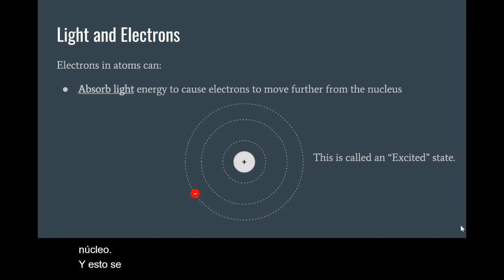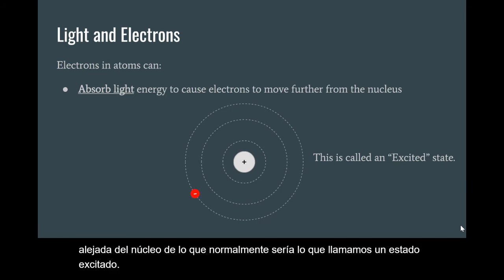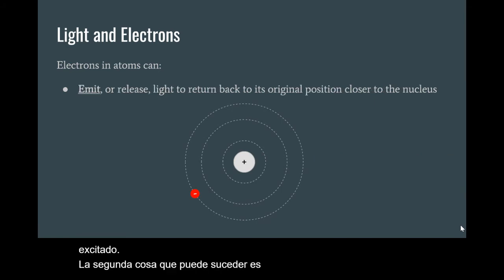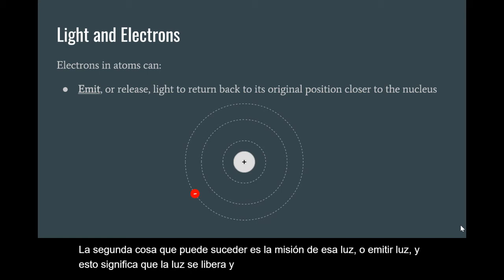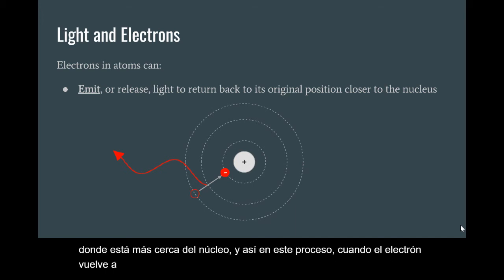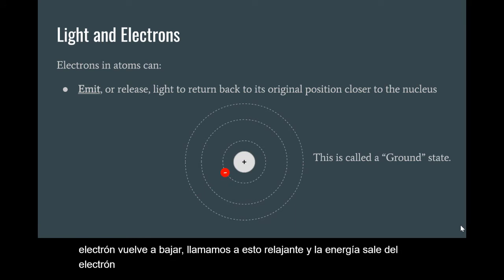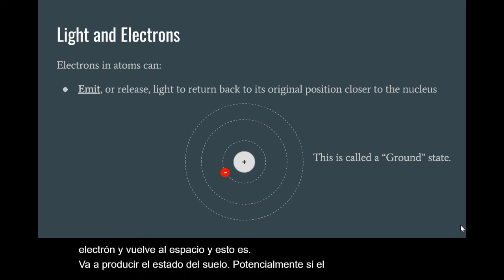And when the electron is at a position further away from the nucleus than it normally would be, we call this an excited state. The second thing that can happen is the emission of that light, or to emit light. And this means that the light is released and the electron returns back to its original position where it's closer to the nucleus. And so, in this process, when the electron goes back down, we call this relaxing, and the energy leaves the electron and goes back out into space. And this is going to produce the ground state potentially if the electron returns back to where it originally started.